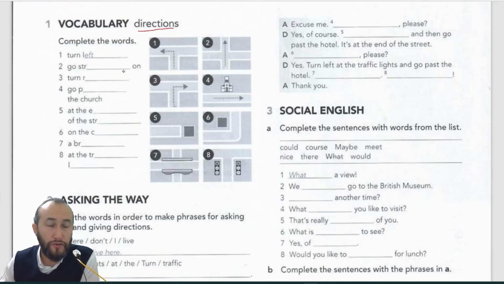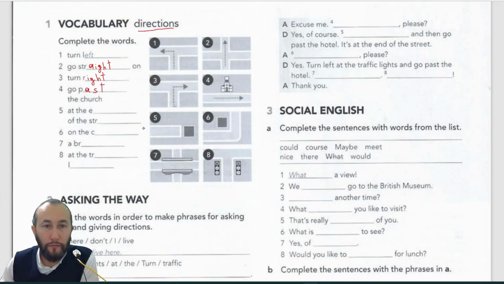So go straight on. STRAIGHT. Go straight on. And number 3 is turn right. So turn right. RIGHT. Turn right. Number 4. So go the church. We got a church. So go past the church. So go past. So PAST.